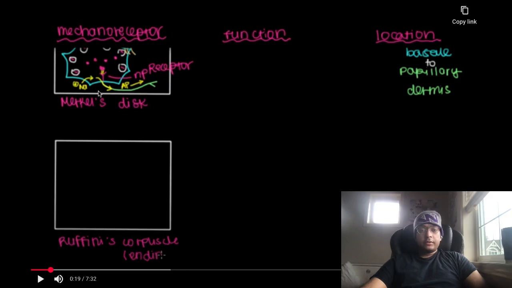So Merkel's disc. This is not a picture. Then we have Pacinian corpuscle, and that's the lamellar corpuscle. And then we have Meissner's corpuscle, and that has the lamellar motion. So Ruffini's corpuscle.